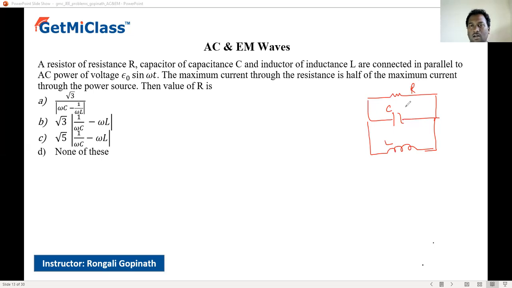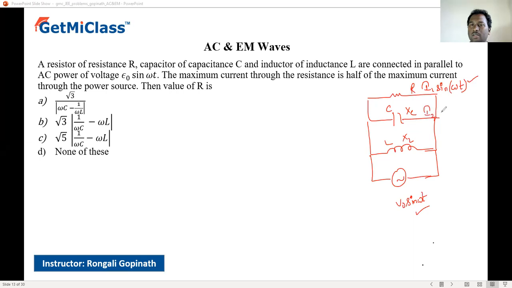Resistance is R. Capacitive reactance is XC. Inductive reactance is XL. Connected in parallel to an AC voltage source of V naught sin of omega t. Right? Let's say the current in R is I1 sin of omega t. This will be in phase with that of the source because it is parallelly connected to the source.